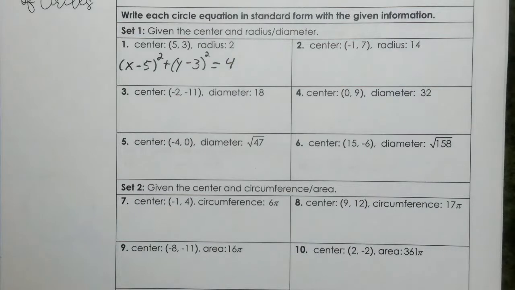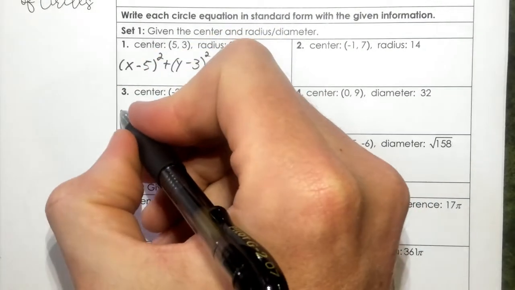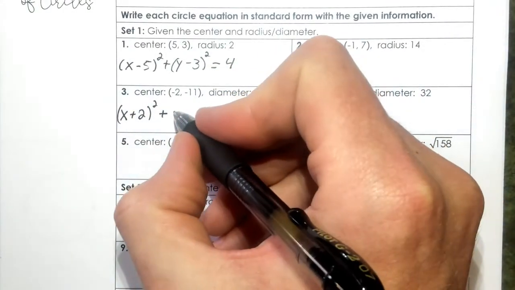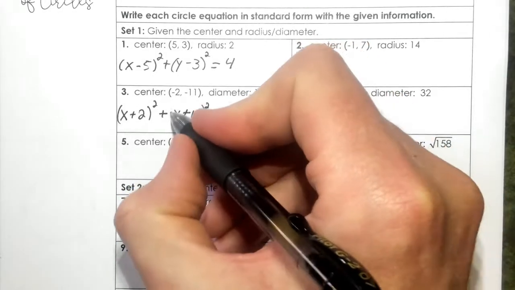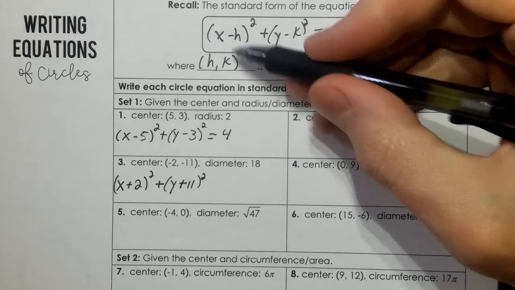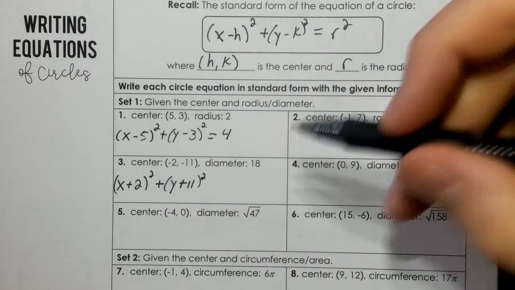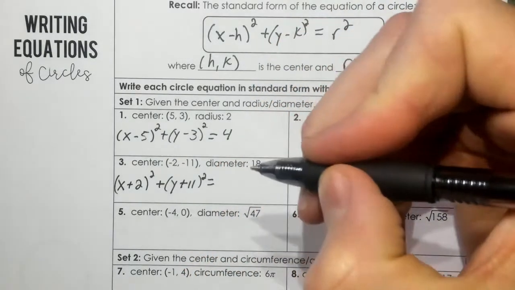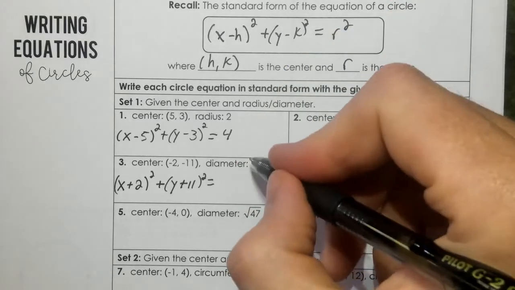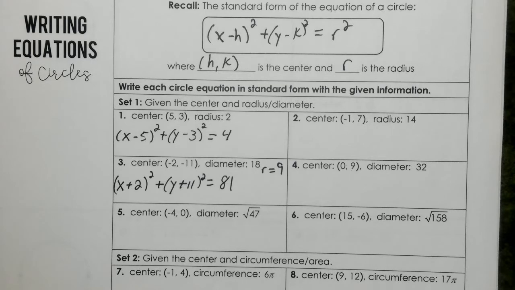For number 3, everything is the same until we get to the radius part. We're actually given diameter, so let's start this the same way. (x + 2)² + (y + 11)². Now remember, I changed these to plus because I was given a negative 2, and if we think about our equation, it's already minus h. So if you subtract a negative, it's going to be positive. So that's why these become positive 2 and positive 11. Now let's think for a second. If our diameter is 18, that means the radius is 9. It's half of that. So if I have 18 and get 9 and then I square it, I have 81 for this part of the equation.